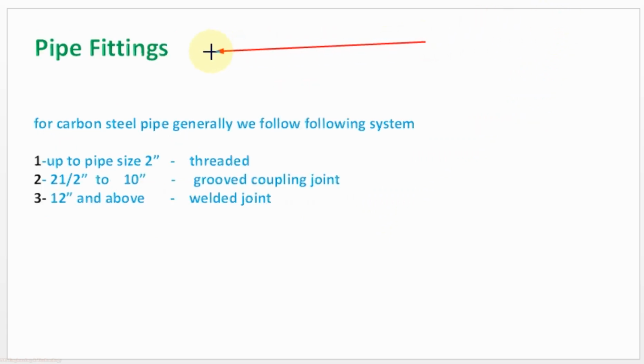Fittings used for chill water piping system. Normally for pipe size up to 2 inch we use threaded fittings. Then for pipe size from 2.5 inch up to 10 inch we use grooved coupling fittings. And from 12 inch and above pipe size we use welded fittings.